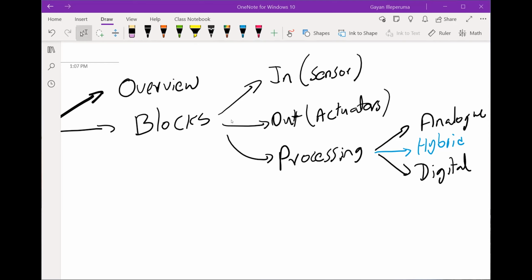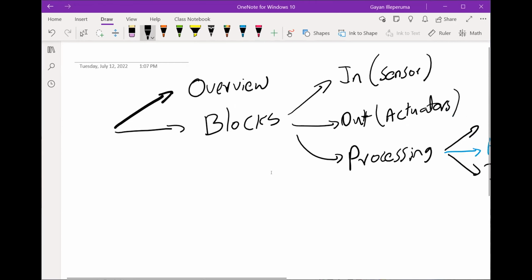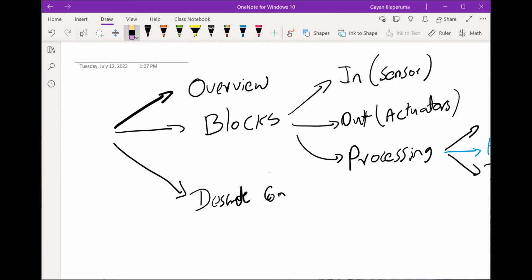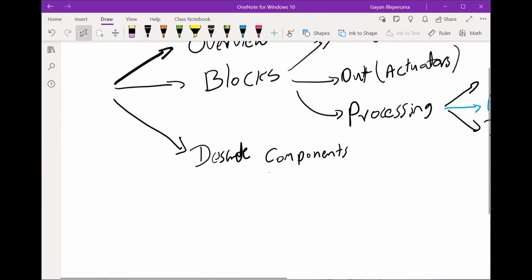Right. So in theory, this should be sufficient. But in practice, that is not sufficient because I want you to really do something. That means you have to know how each of these blocks works, and also there are some components that you might need to learn. These are discrete components. That means, okay, we'll come to that a little bit later.